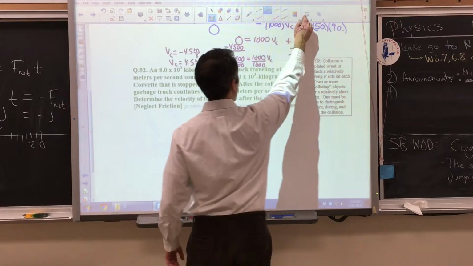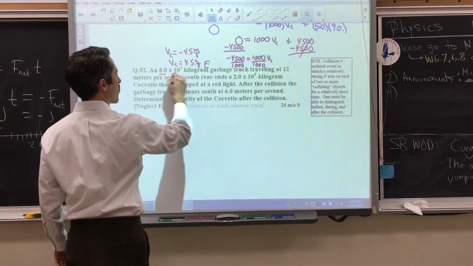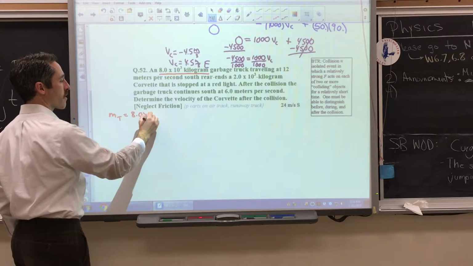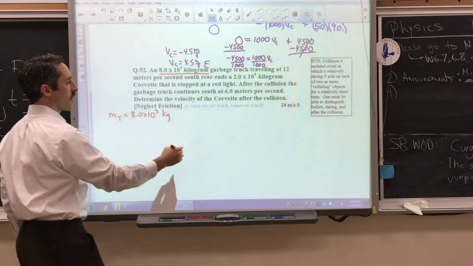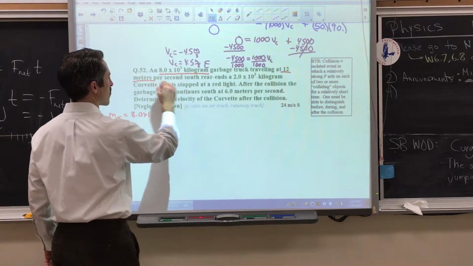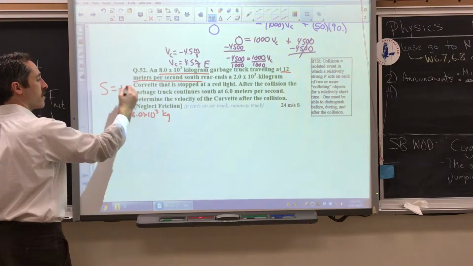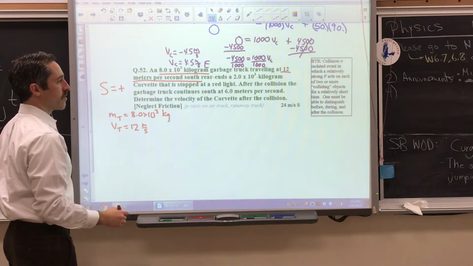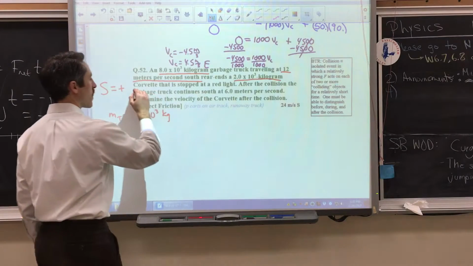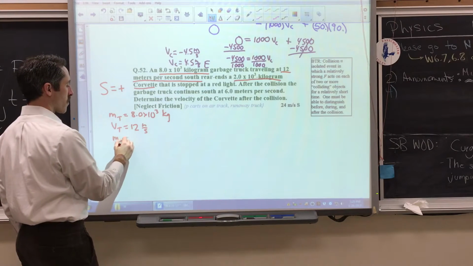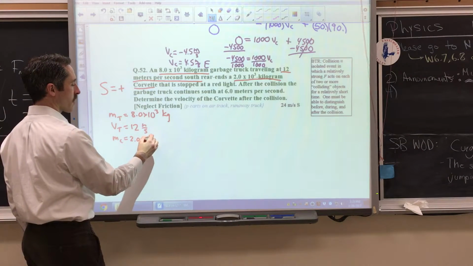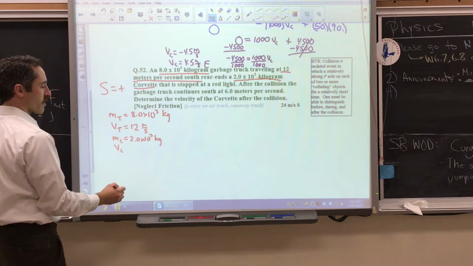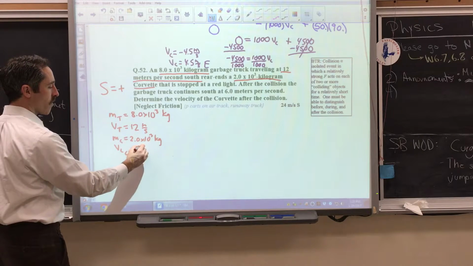Here, we have a garbage truck. They give its mass. Okay, so the mass of the truck, 8 times 10 to the 3rd kilograms, traveling at 12 meters per second south. Let's call that positive. So the velocity of the truck is 12 meters per second. Rear ends a 2,000 kilogram Corvette. Mass of the Corvette, 2 times 10 to the 3rd kilograms, that is stopped at a red light. Also, the initial velocity of the Corvette is 0.